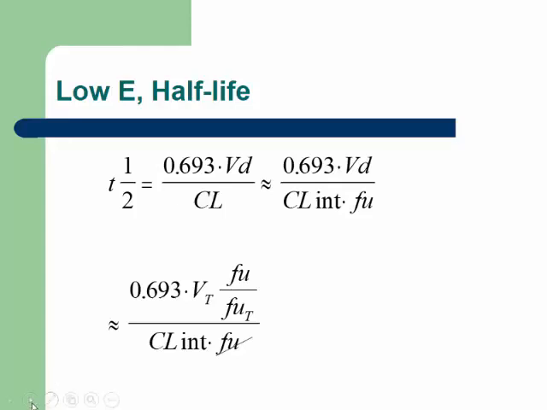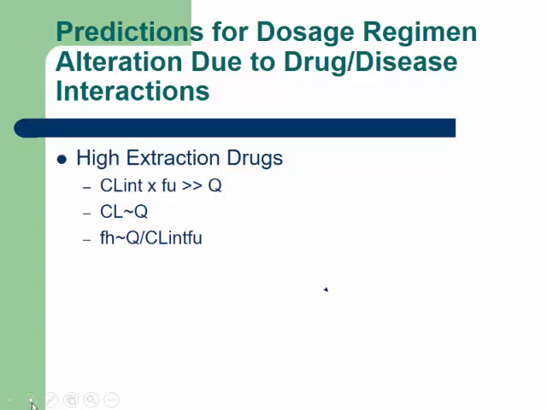Okay, we left off with low extraction drugs, and now we're going to do our predictions when we have high extraction drugs. So recall that with high extraction drugs, the rate limiting step is blood flow to the liver.